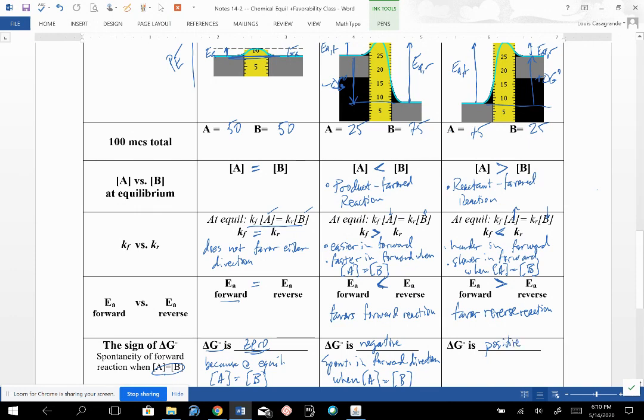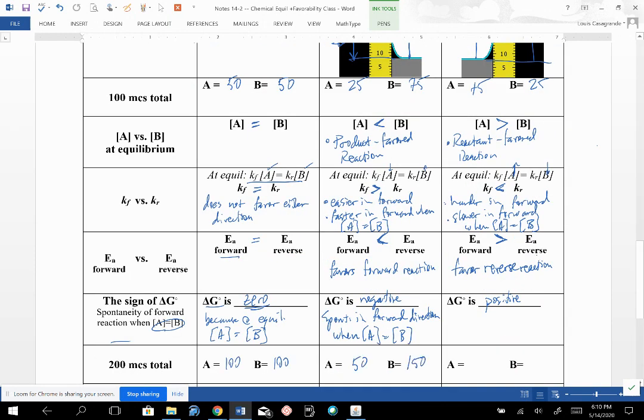So having a positive delta G naught does mean that the reaction in the forward direction is not spontaneous, but at the same time, the reaction is going to be spontaneous, not in the forward direction, but in the reverse direction. So anytime you have a delta G naught that's positive, all that means is that if you put products in, you're going to get reactants. And again, that's when A is equal to B.